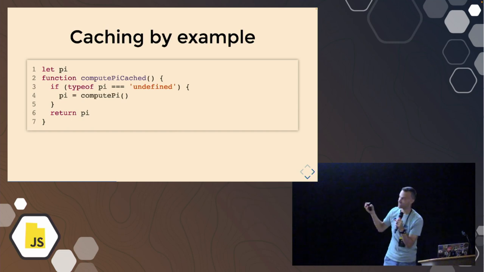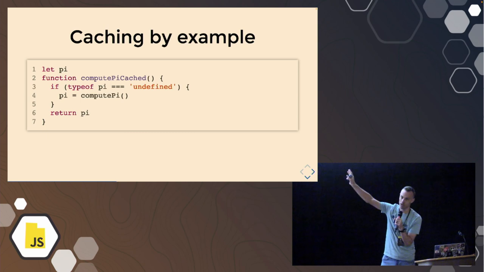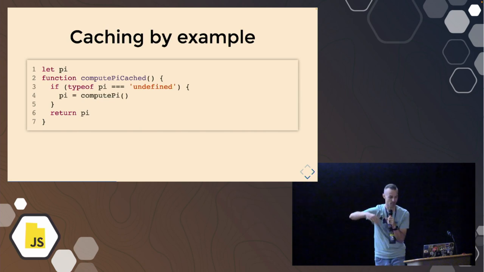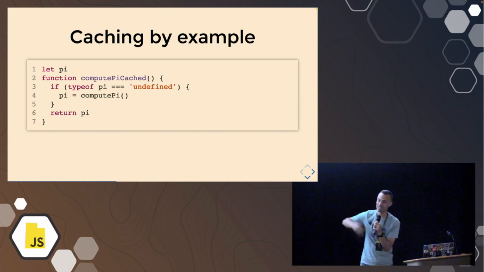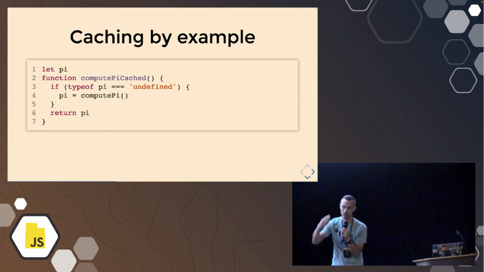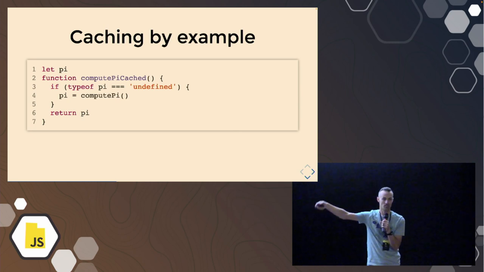And here's what a cache is. So we have let pi, and then we have this compute pi cached. And if pi is undefined, then we're going to call compute pi and assign it to pi and then return pi. And then the next time this is called, we don't have to call compute pi again. And we just return pi because now pi has been defined. That's what a cache is. There you go. I've just taught you caching.